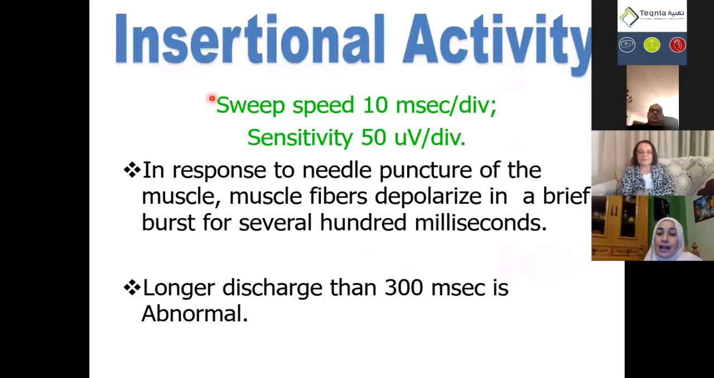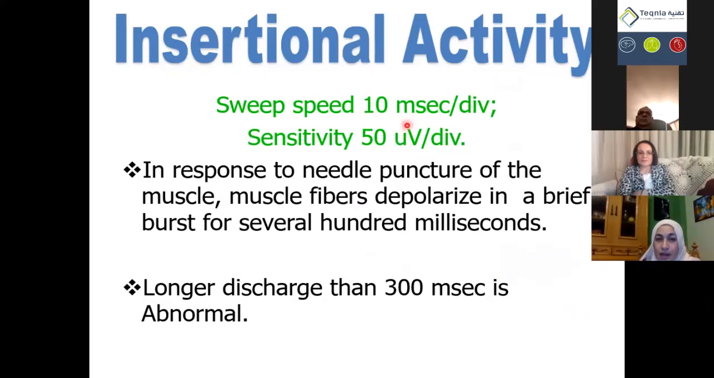To record insertional activity and comment upon it, we have to put the machine in the proper parameters: sweep speed and sensitivity. Sweep speed, 10 milliseconds per division. This means each horizontal division equals 10 milliseconds. And the sensitivity, 50 microvolt per division. This means each vertical division equals 50 microvolt.